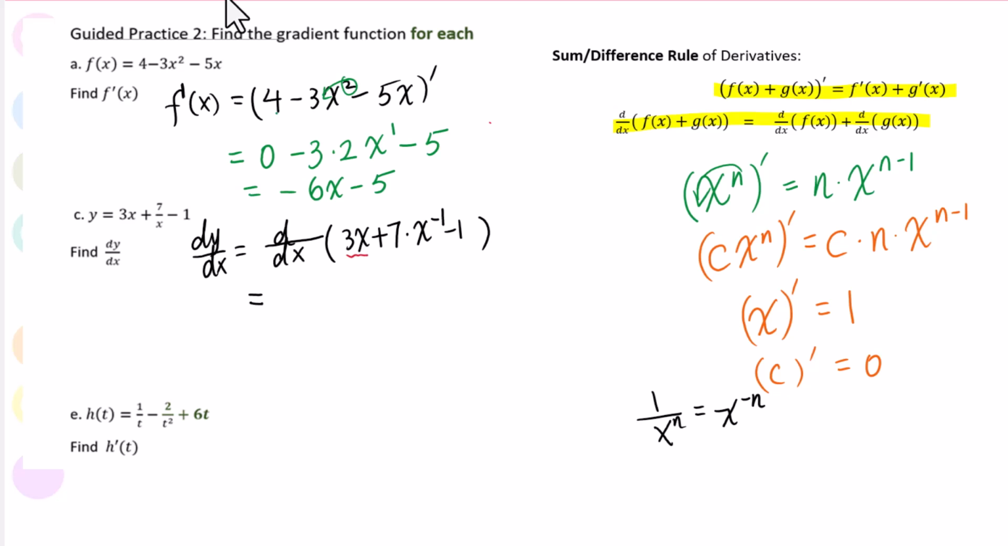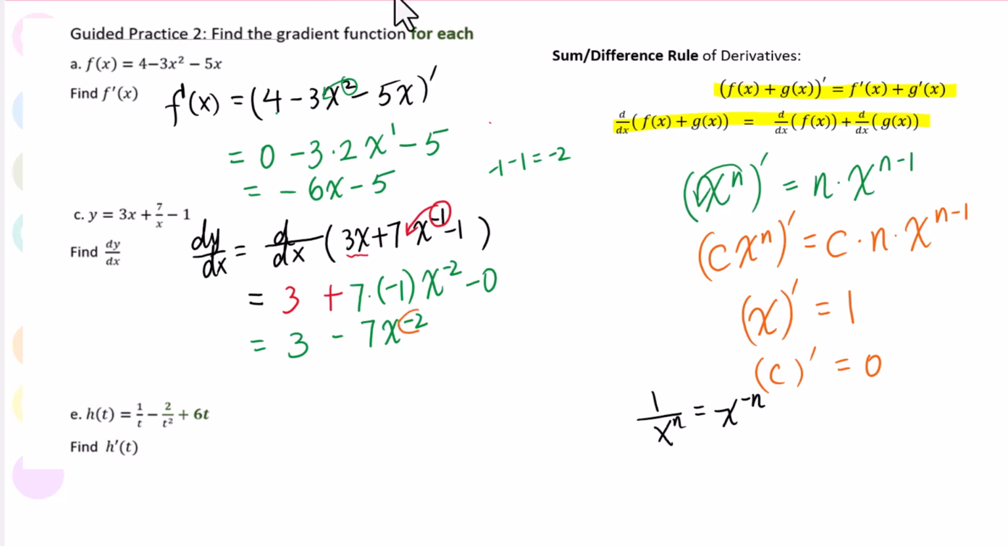3x, x prime equals 1, so we got 3, plus negative 1 drop down. You will get 7 times negative 1 x to the negative 1 minus 1 equals negative 2. Then negative 1 prime equals 0. Organize: 3, 7 times negative 1 is negative 7, x to the negative second power.